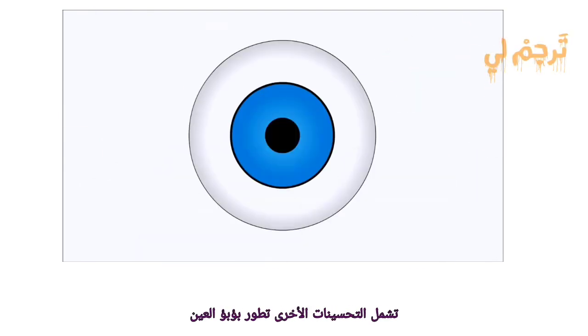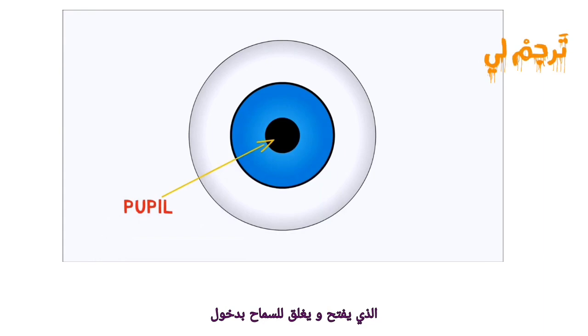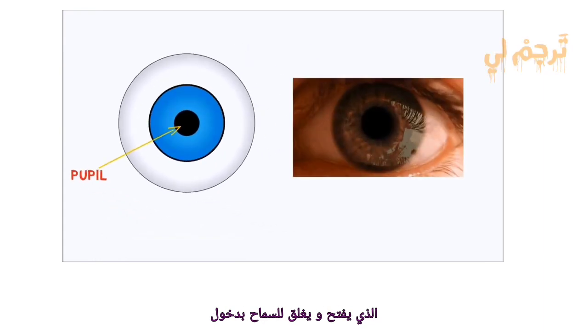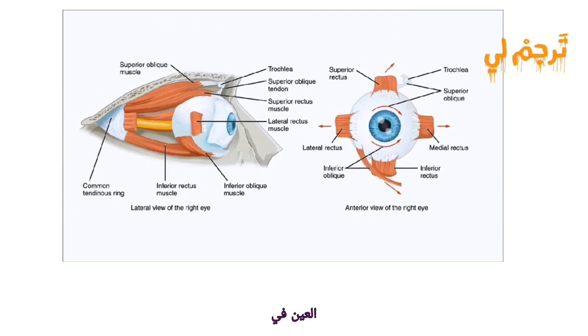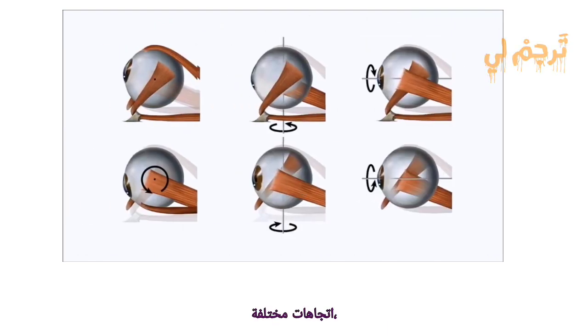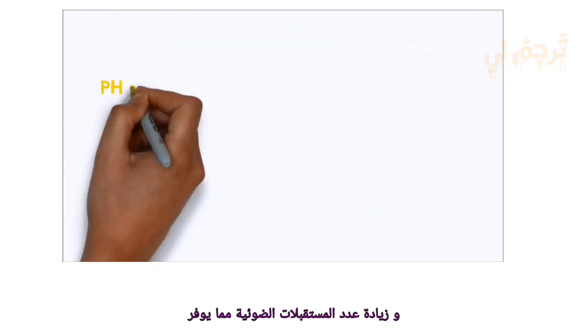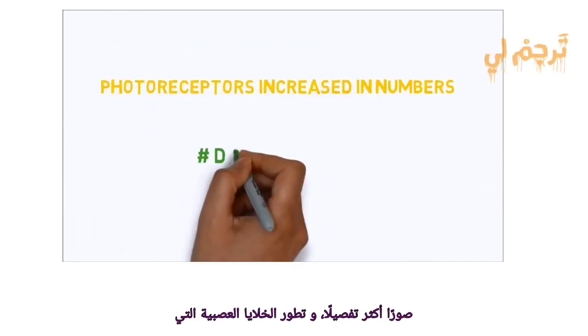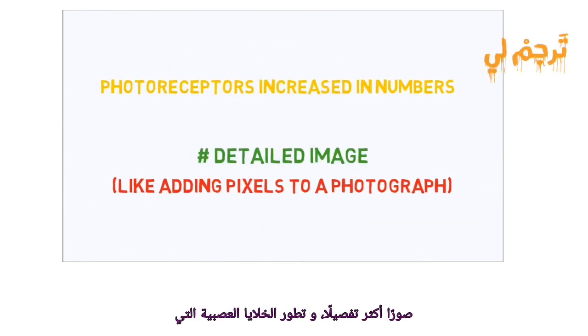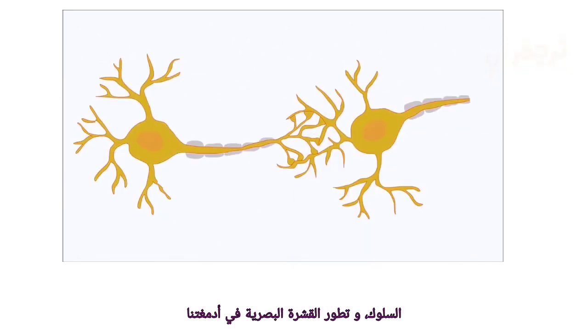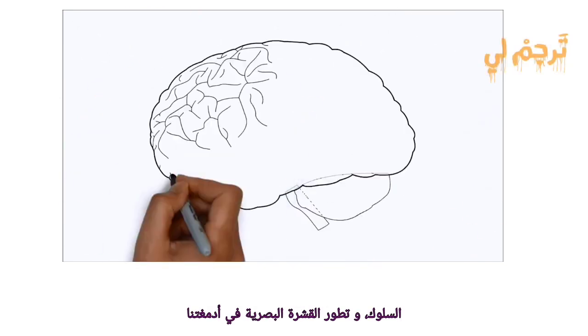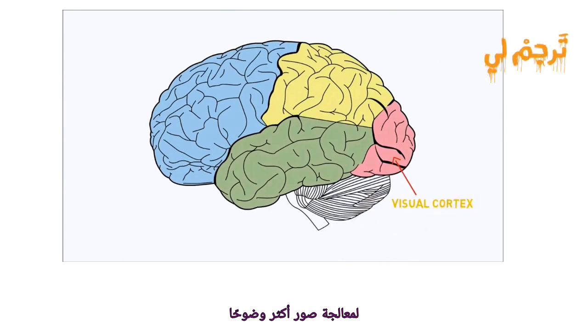Further improvements include evolved pupils that opened and closed to let in just the right amount of light for forming clear images. Muscles evolved to fine-tune focusing and to point the eye in different directions. Photoreceptors increased in number, providing more detailed images. Neurons evolved that could process signals and coordinate behavior. The visual cortex in our brains evolved to process sharper and more colorful images.